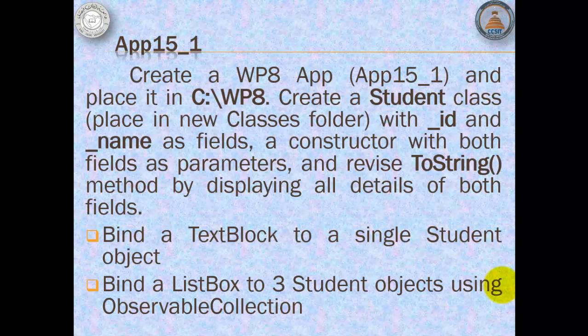For our app, we will create a student class with ID and name as fields, a constructor with both fields as parameters, and we will revise the toString method by displaying all details of both fields. First, we will bind a text block to a single student object. Later, we will bind a list box to 3 student objects using observable collection.